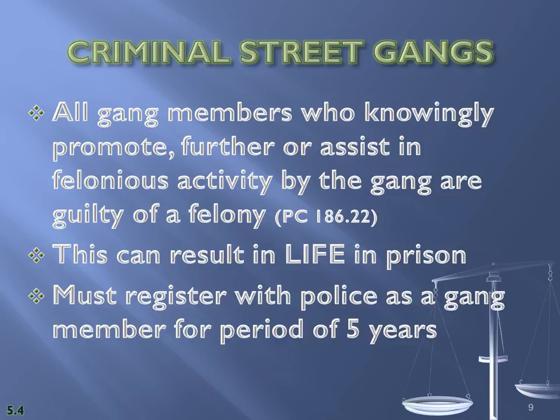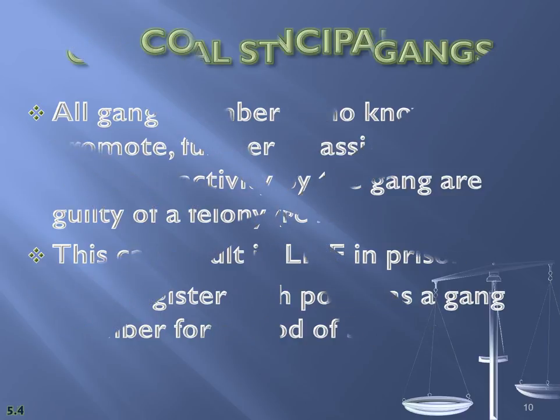And again, it talks about all gang members who knowingly promote, further, or assist in felonious activity by the gang being guilty of a felony. Drive-by shootings, dope sales, everything else. This can result in life in prison, and they must register with police as a gang member for a period of 5 years. So there are certain enhancements that you will see as we talk about different laws, and one of those is here in that criminal street gang liability section, if you will. After conviction, they have to register just like a narcotics registrant or a sex registrant or what have you.